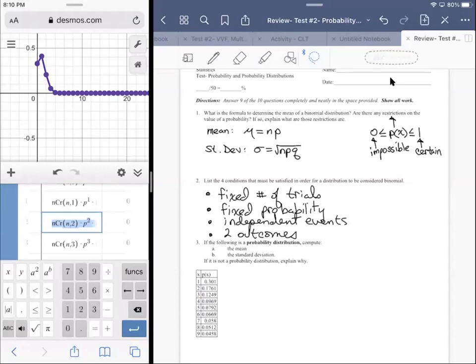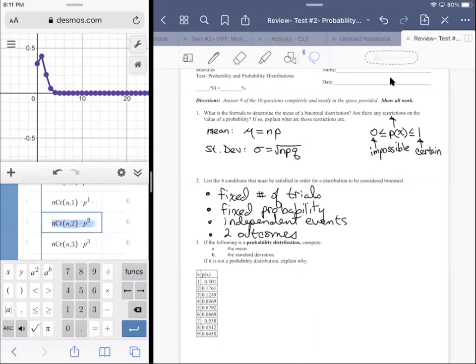So anyway, these two indicator questions, I go into every assessment thinking everybody better get these ones right. You don't want to be the one that gets this wrong. Number 3, if the following is a probability distribution, compute the mean and the standard deviation. If it is not a probability distribution, explain why.